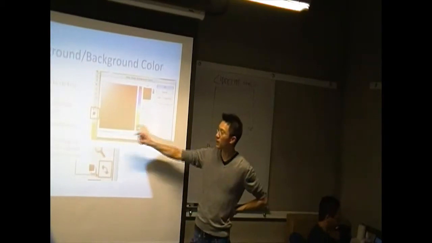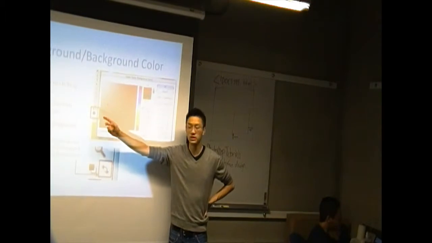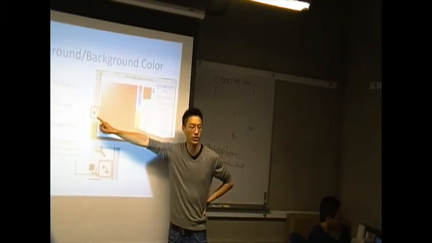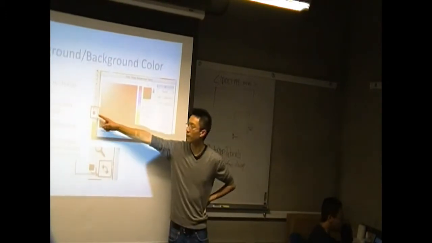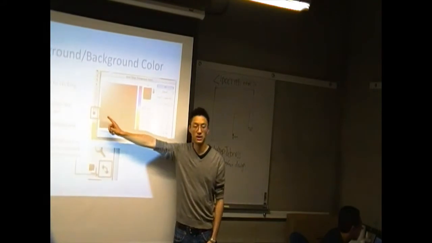Background. The reason why we normally use the background color is just to be able to swap between the foreground and background color. So there's an arrow here, and if you have two colors that you're using a lot on your web layout, you can set it for your foreground color and your background color, and you can swap between them by clicking this arrow.